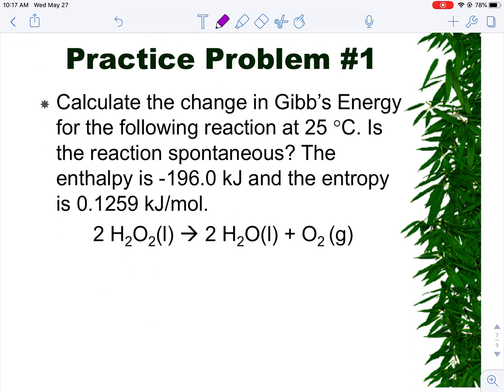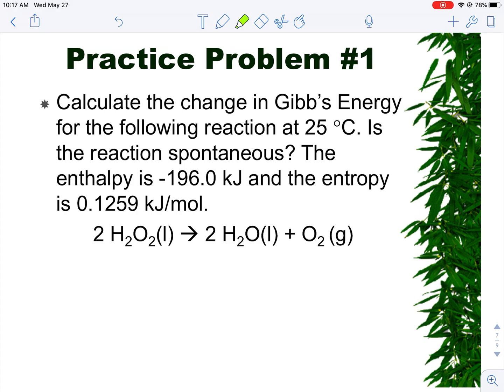All right, so let's get to our practice problems. Remember, what are we doing? We're trying to figure out why chemical reactions work. And we need to take into account both enthalpy and entropy simultaneously. And that brings us to Gibbs energy, or Gibbs free energy, or free energy. Again, you have to know all those things mean exactly the same thing. So we're supposed to calculate the change in Gibbs free energy for the following reaction at 25 degrees Celsius. Is the reaction spontaneous? The enthalpy for this reaction is negative 196.0 kilojoules, and the entropy is positive 0.1259 kilojoules per mole Kelvin.